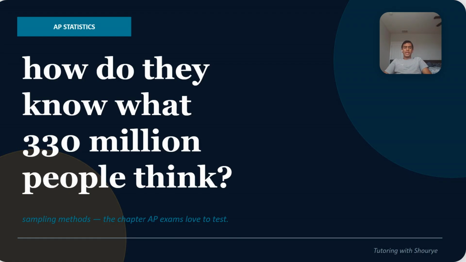So, how do researchers get results that are actually meaningful? Well, the answer is that they are very deliberate about how they choose who to ask. And that method, the sampling method, changes everything about whether the results are trustworthy or useless.